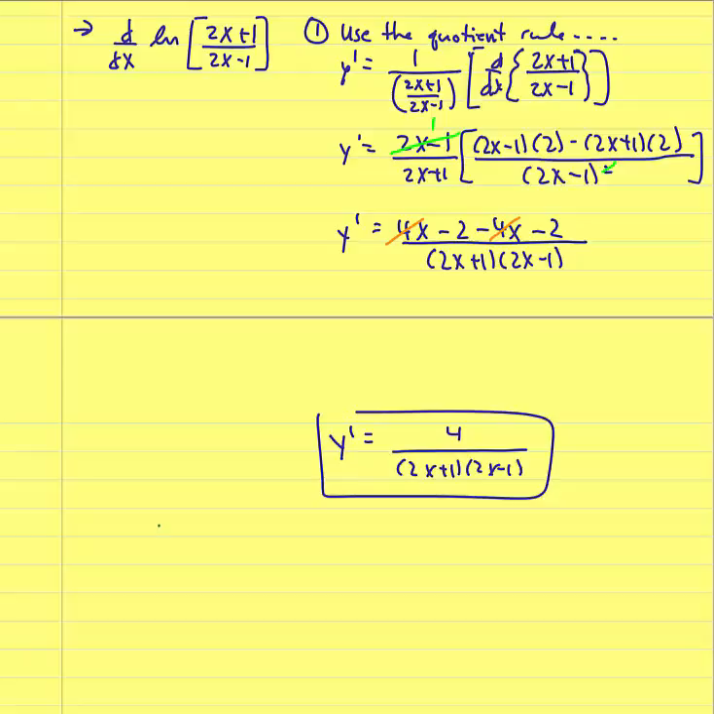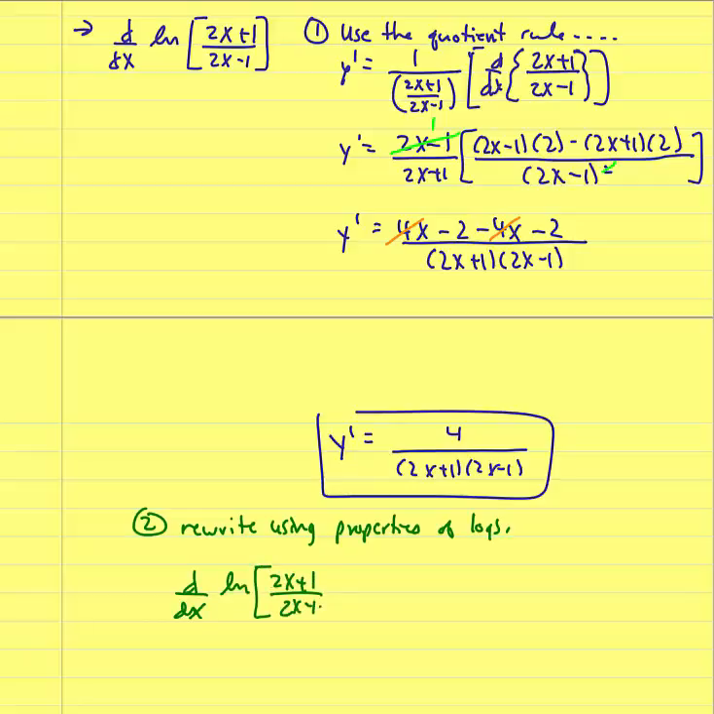Let's go ahead and look at the same derivative, option 2. Option 2 is I can rewrite using our properties of logs. So I'm looking at the derivative with respect to x of the natural log of 2x plus 1 over 2x minus 1. Well, I can rewrite that. The log of a quotient is the difference of the logs. So this would be the derivative with respect to x of the natural log of 2x plus 1 minus the natural log of the argument 2x minus 1.